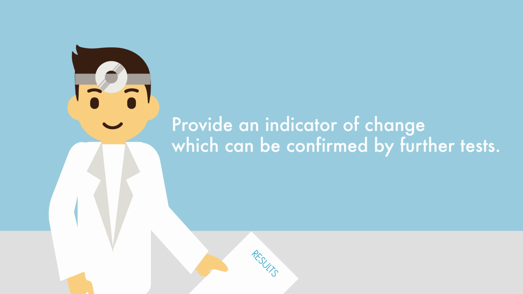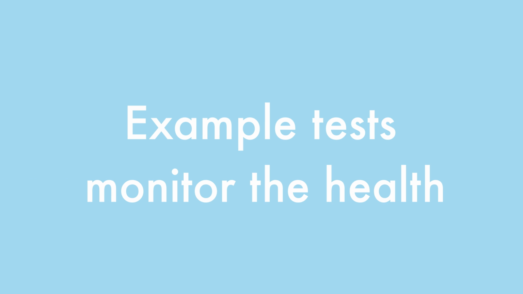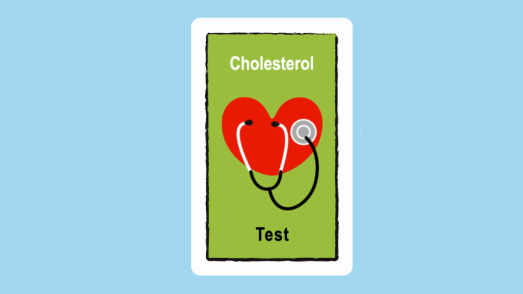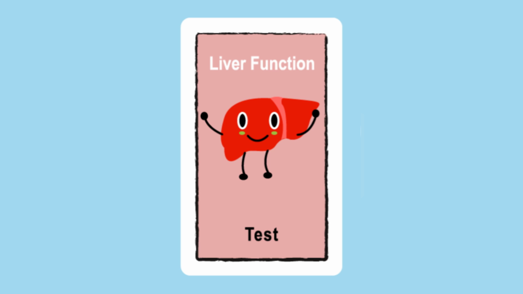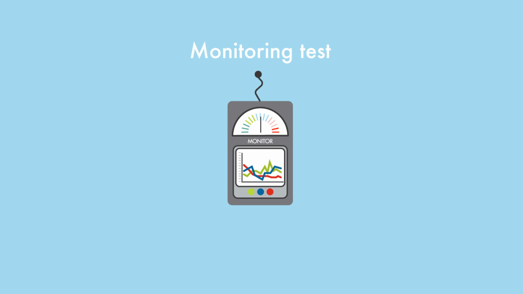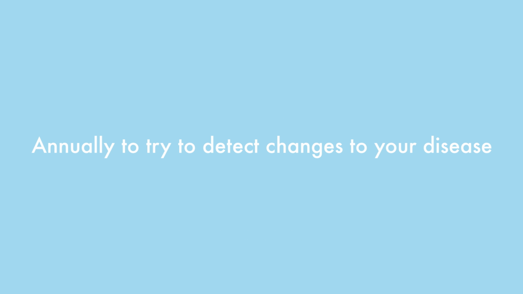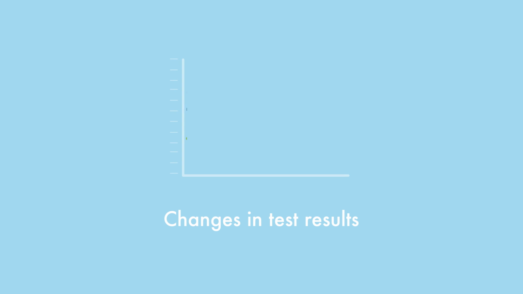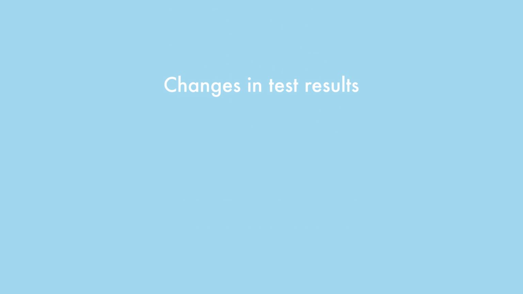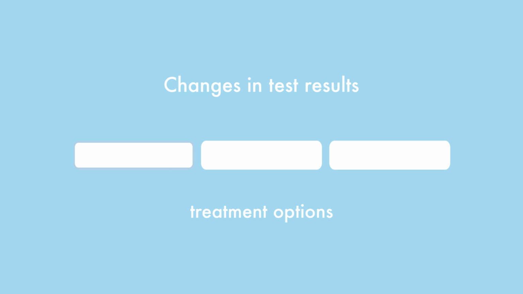Some examples of tests that are often used to monitor a patient's health include cholesterol tests or liver function tests. A monitoring test is repeated on a regular basis, for example annually, to try to detect changes to your disease. Changes in test results can occur before any symptoms are felt or seen, and help the doctor to consider treatment options at an earlier stage.